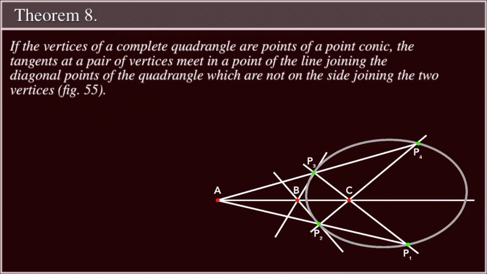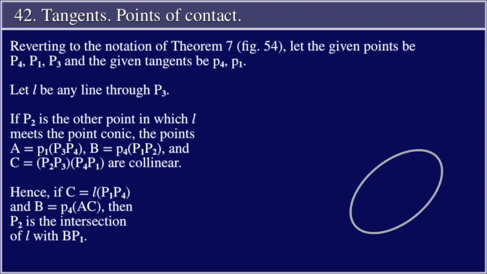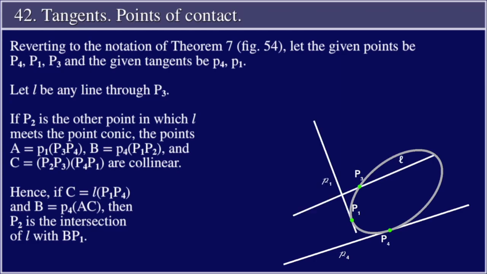Figure 55. The last 2 theorems lead to the construction of a point conic of which there are given 3 points and the tangents at 2 of them. Reverting to the notation of Theorem 7, figure 54, let the given points be P4, P1, P3, and the given tangents be P4, P1. Let L be any line through P3.